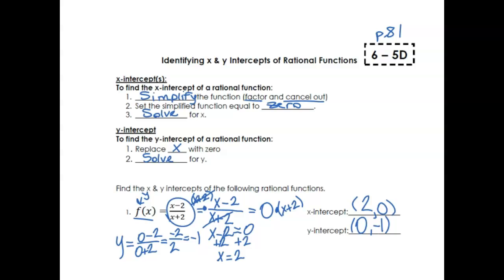So the concept is the same. You take 0, you substitute it for x and y, and you get the other intercept out of it. It's just a little bit trickier because they're rational expressions.